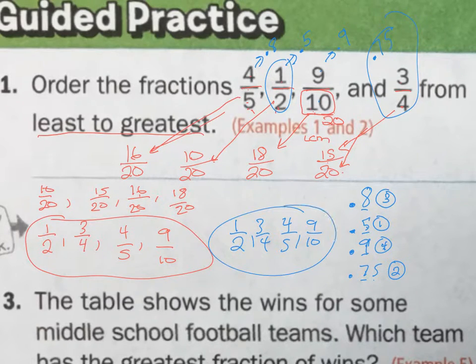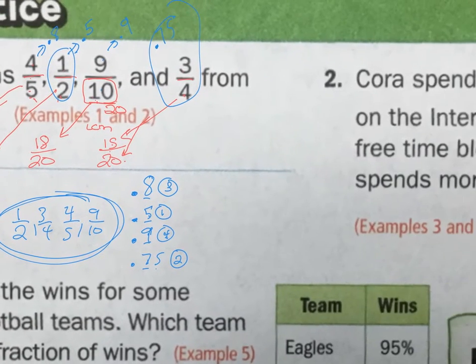Okay? So, I took it to have a common denominator, and it got me this order. I made them all into decimals, and it got me this order. So you can either go to a common denominator or decimals. Either way, when you compare them, you get 1/2, 3/4, 4/5, and 9/10. Okay?